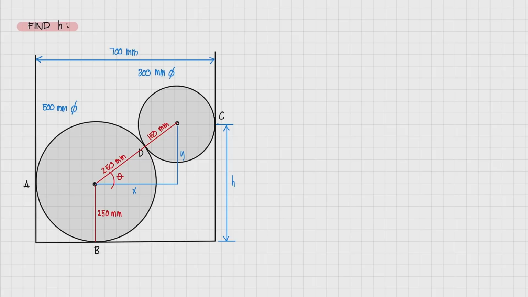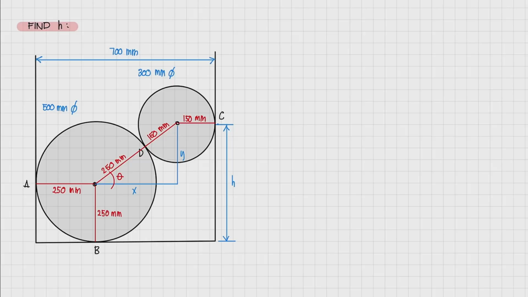So meron tayong right triangle. What we know right now is the hypotenuse. Yun lang yung alam natin. We don't know this angle, we don't know x, and we don't know y. But looking at our figure, we can solve for x. Diba? So how are we going to solve for x? So this side has a radius of 250 mm. And then this one has a radius of, again, 150 mm.